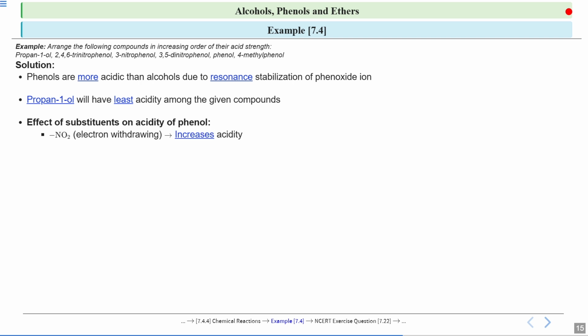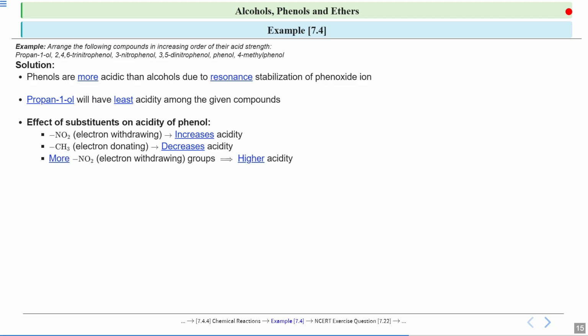Now we will see the effect of substituents. The NO2 group is an electron withdrawing group. I told you if the electron withdrawing group is attached, it increases the acidity. If the NO2 group is attached, it will withdraw the electron density and the electron density on oxygen will be less. So the OH bond will become more polar. If there is an electron donating group, it donates the electron density to the ring. So the oxygen will now have more electron density. It will not withdraw the electrons from the hydrogen. So the oxygen and hydrogen bond will become less polar. Your electron donating groups decrease the acidity.